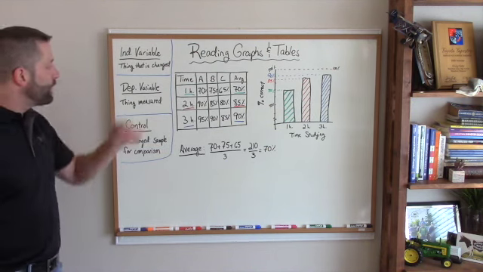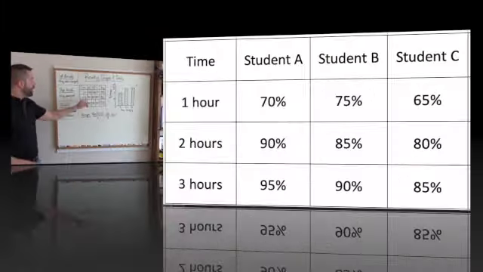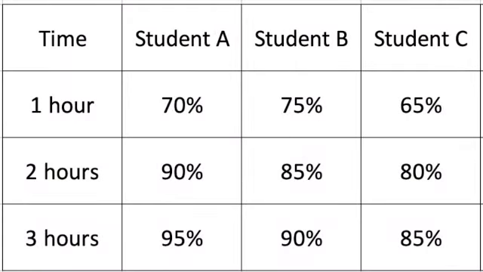So for the first test, each student studies for 1 hour, and student A gets a 70% correct, student B a 75, and student C a 65. On test 2, they add an hour, studying for 2 hours total each, and student A gets a 90%, student B an 85, and student C an 80. For the third test, they add 2 hours, studying for 3 hours total. Student A gets a 95, student B a 90, and student C an 85.